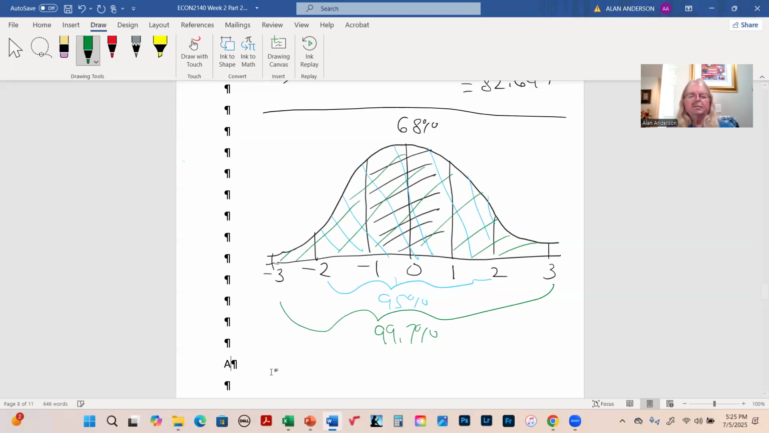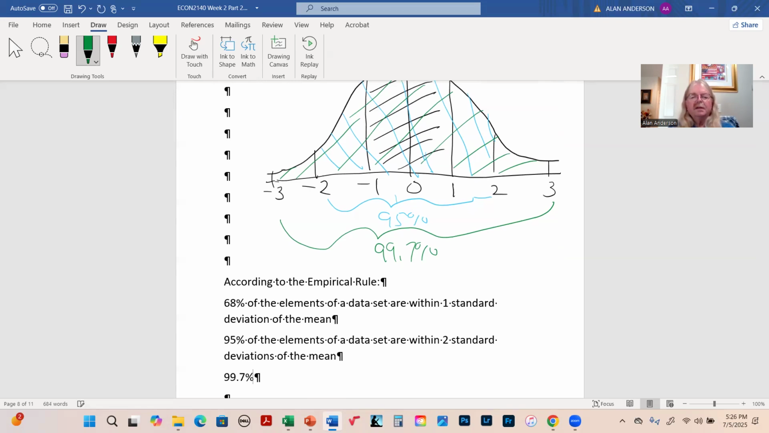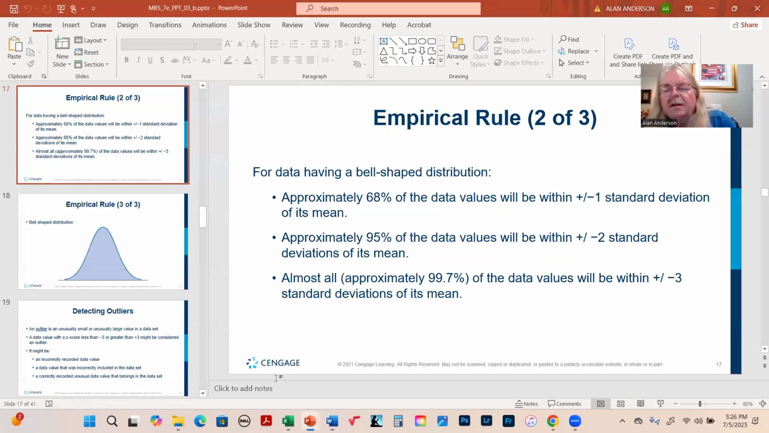to summarize it, according to the empirical rule, 68% of the elements of a data set are within one standard deviation of the mean. 95% of the elements of a data set are within two standard deviations of the mean. And then 99.7% are within three.